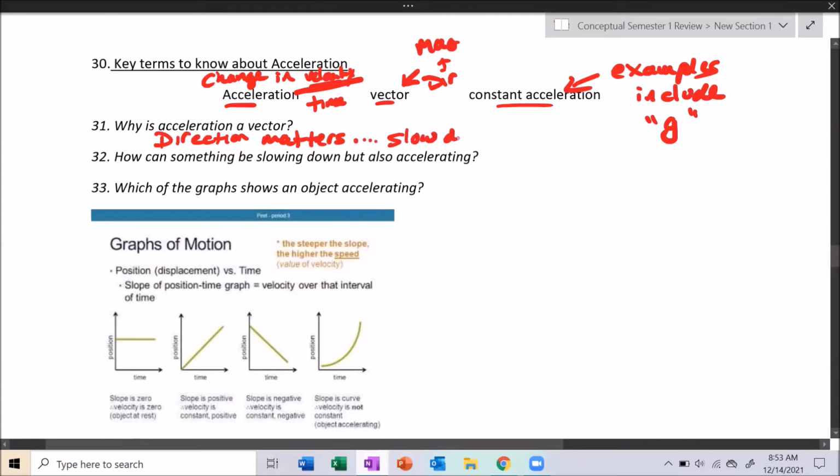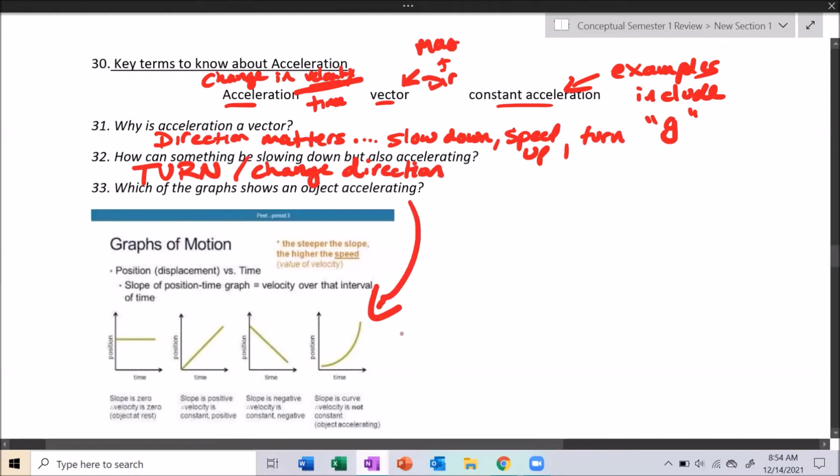So look at the clues on these graphs when you have position versus time. The one that's accelerating would always have a curvature to it because that's going to show you a slope that's not constant. So a curved slope is going to always show you an accelerating object on a position versus time graph. So you can study those below, and then we'll ask you in 34 to identify which ones are accelerating.